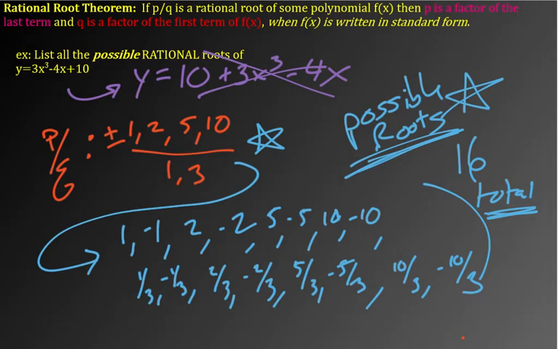It gives you a way to check for what a possible rational root would be. Then you'll have to do some kind of math to figure out if it is a root or not, and that's the next thing I'm going to talk about.